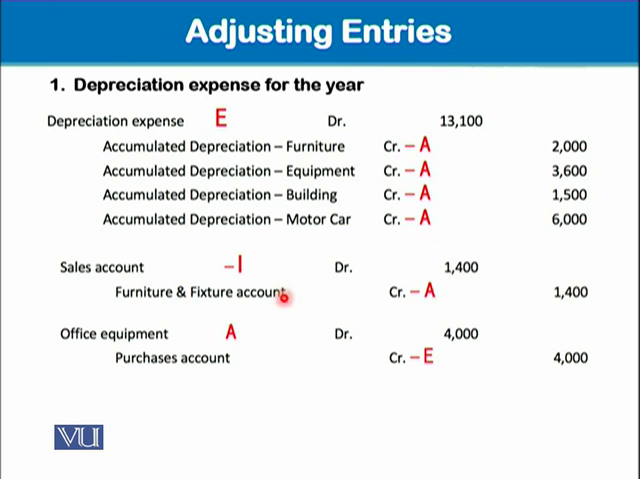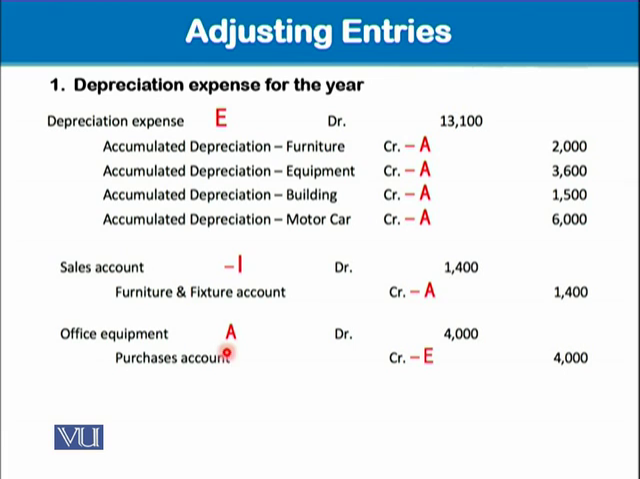Well, then we sold a furniture item during the year, for which we had an error that was credited to the sales account, which was wrong. That should have been credited to the furniture account. So furniture account credit and the sales account will be debited. When we are debiting the sales account, it will cause a decrease in income, minus I, and furniture credit means it will cause a decrease in asset.